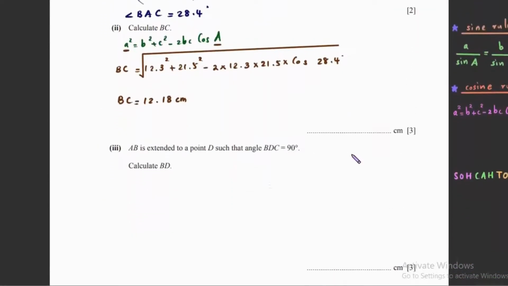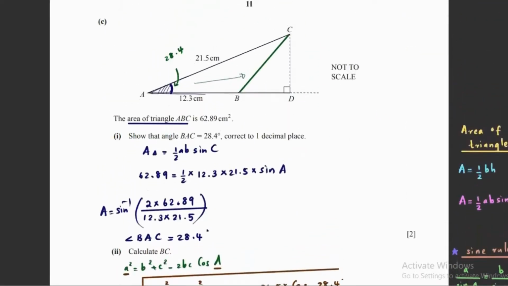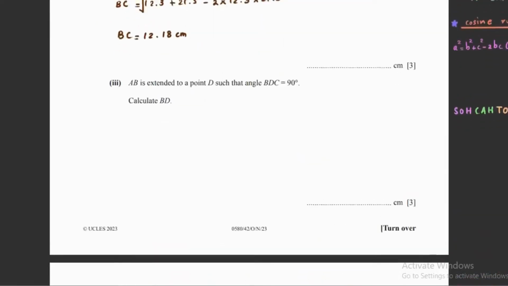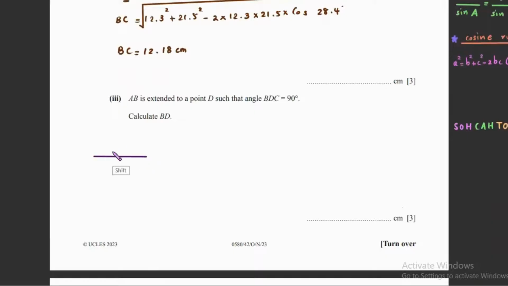The next question is, AB is extended to point D such that the angle BDC is 90 degrees. We need to calculate what BD is. So BD is this length, that is what we're trying to calculate. First, I'm going to use this triangle that is given, which is a right angle triangle, and I'm going to find what AD is. So if I'm to draw the triangle here, I'm drawing it so that it's easier for us to understand. So this total length AD is what we are trying to find first.